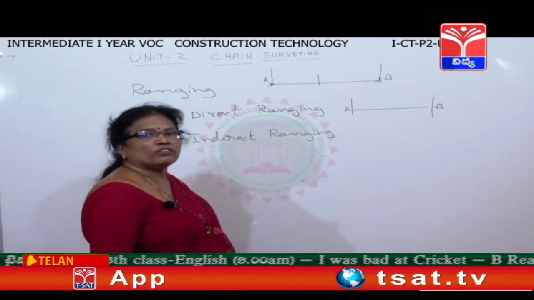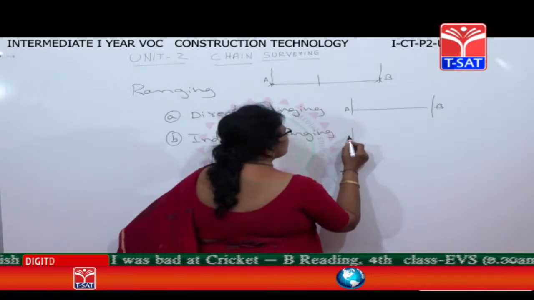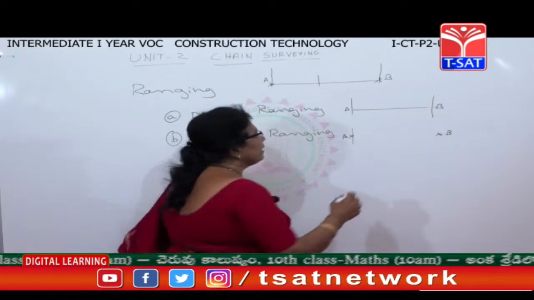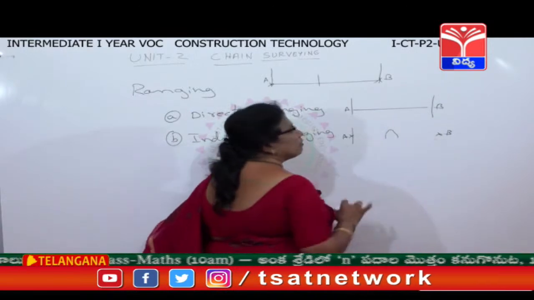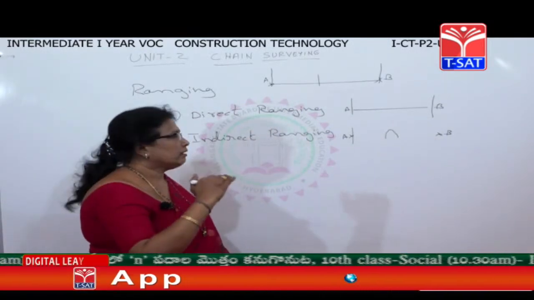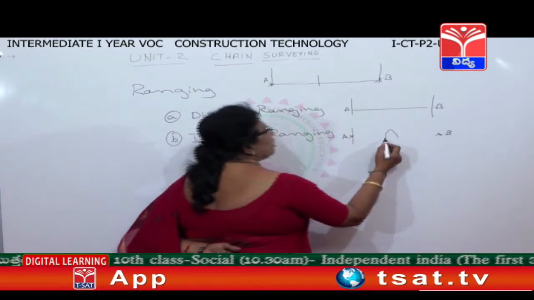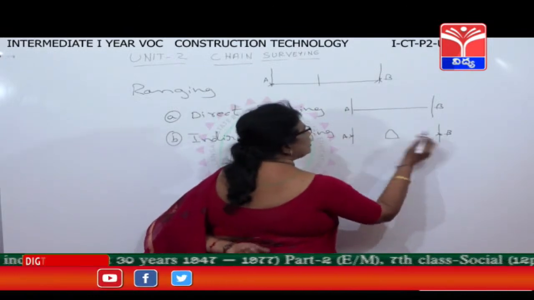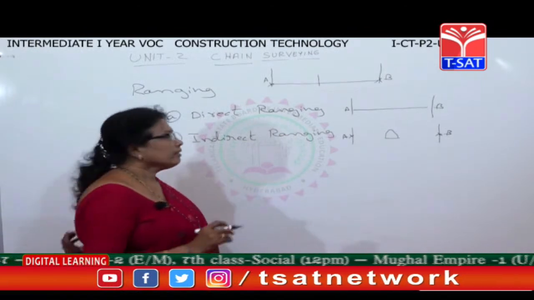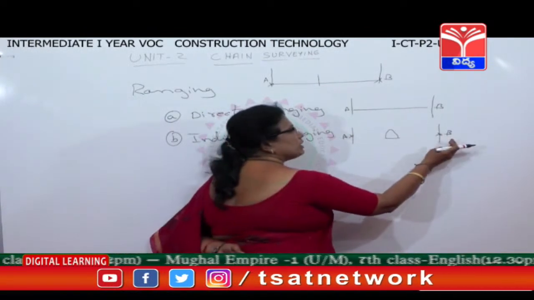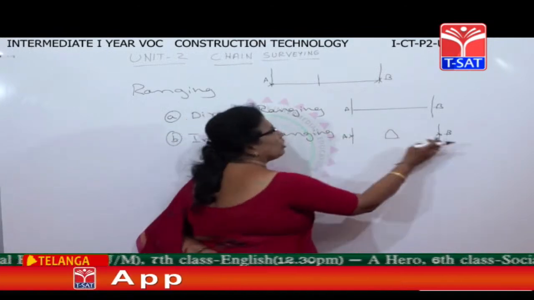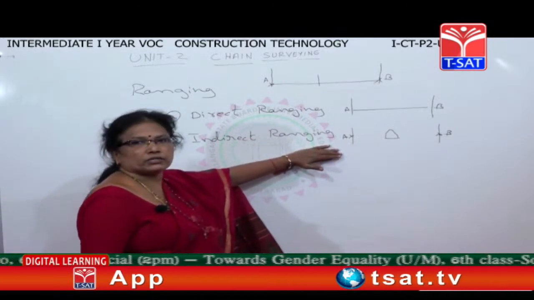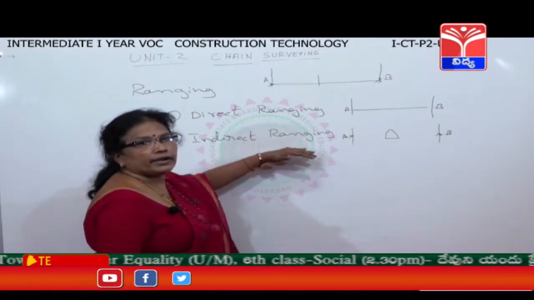When both points are not visible, in which circumstances? See, suppose this is starting point A and this is ending point B. There is some area which is on high level, or there is some mountain or something else, or a tree or a building. Anything is there in the middle of these 2 points, A and B. That time person A cannot see B and person B cannot see A. Both points are not visible to each other. That time you will do indirect ranging. So this is about direct ranging and indirect ranging.